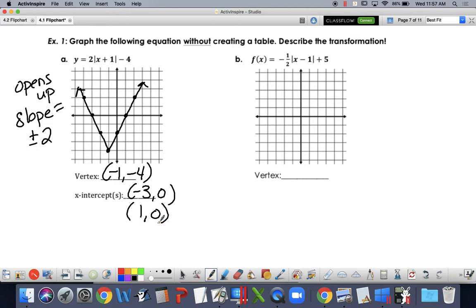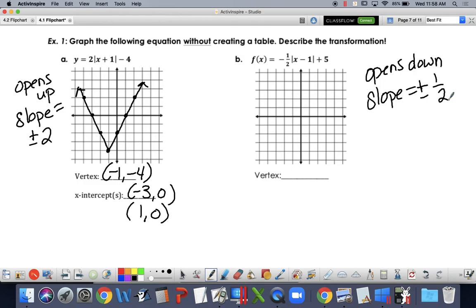Okay. Let's look at the next example. Does it open up or open down? Down. Opens down. And like I said, you don't have to write all this out. This is just what helps me as I go through the process to make sure I don't make a mistake. What is going to be the slope? Positive and negative 1/2. Even though it's a negative 1/2, it's going to have two sides of that V shape, which means I have to consider both positive and negative.